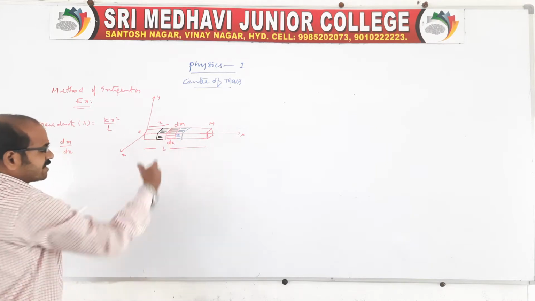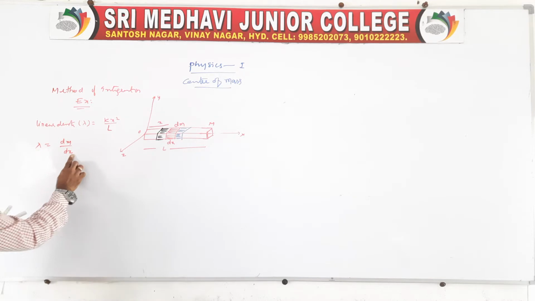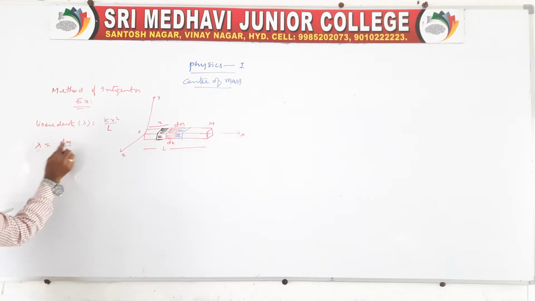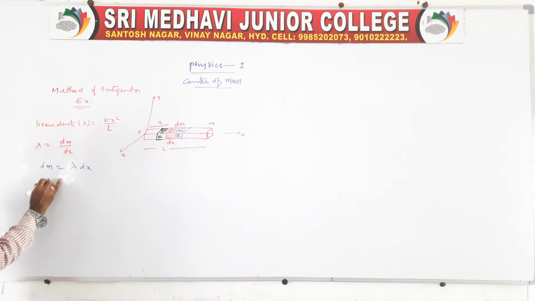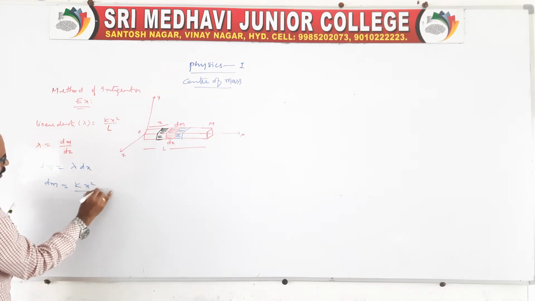For this we also have to write the linear density. Density is nothing but mass per length. So with the mass of the strip and the length of the strip, lambda is equal to dm by dx. From here you write dm is equal to lambda into dx. What is lambda? Here you write kx square by capital L into dx.